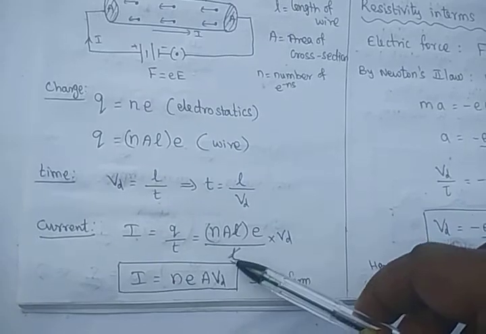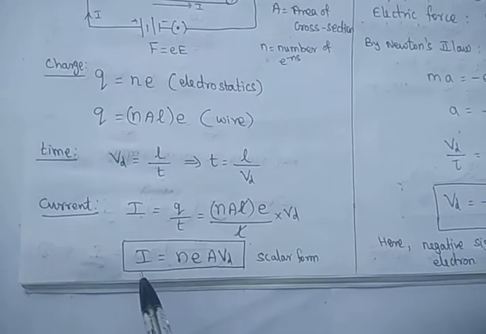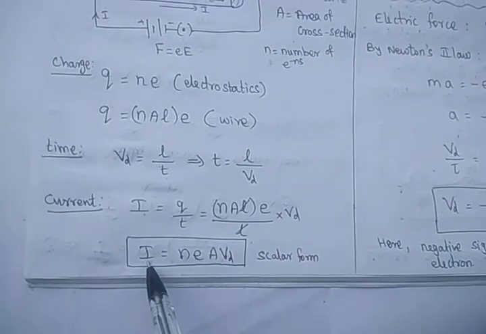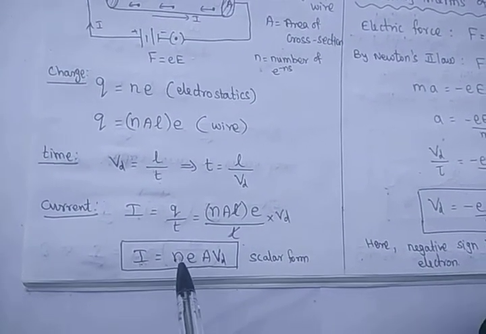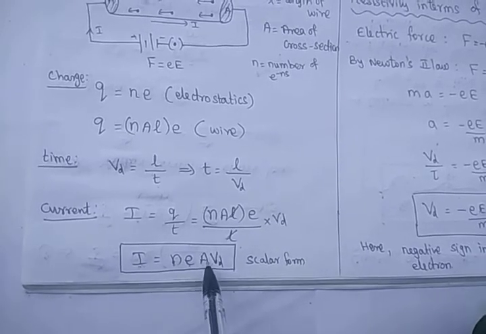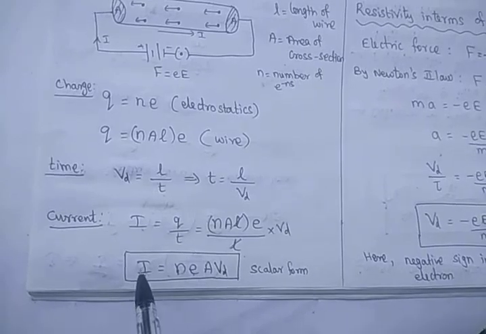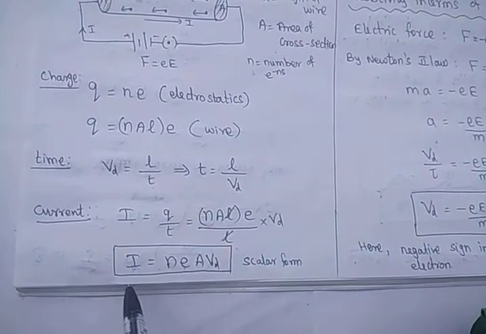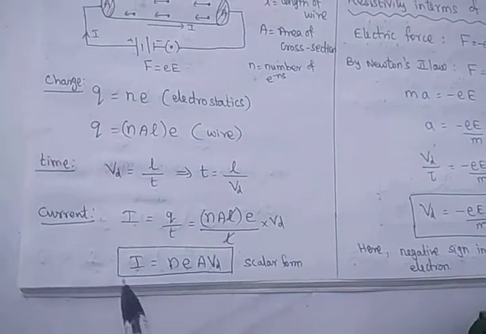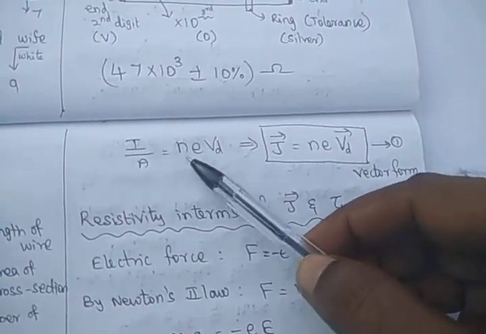This L comes to the denominator and Vd comes to the numerator, and the L's get cancelled. Finally we arrive at the expression for the relation between current and drift velocity: I is equal to NeAVd. This is the scalar form of the relation between current and drift velocity. If you bring this area to the denominator, I by A is equal to NeVd.